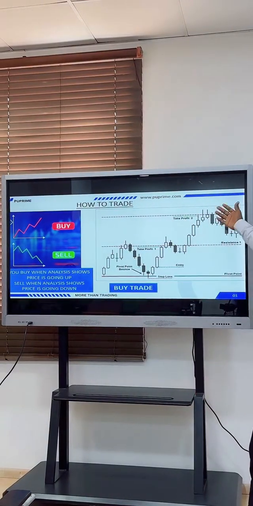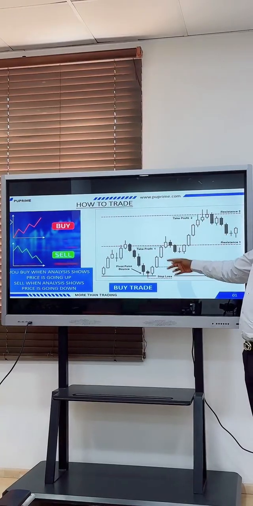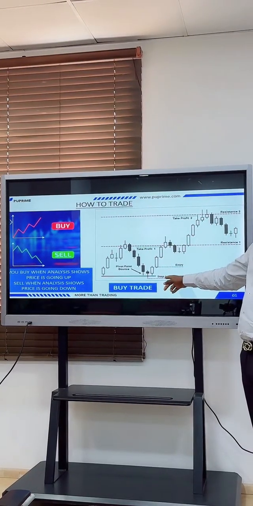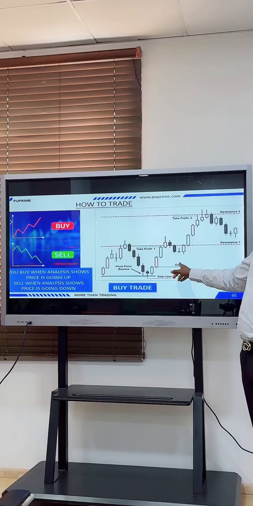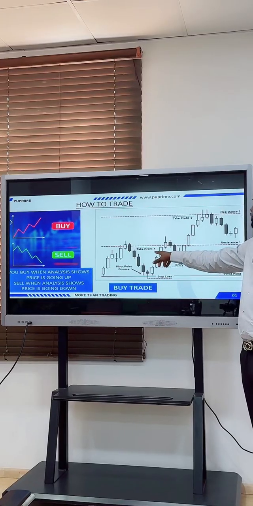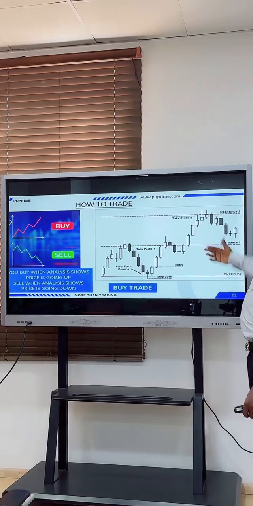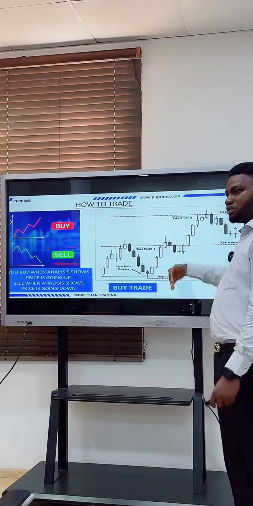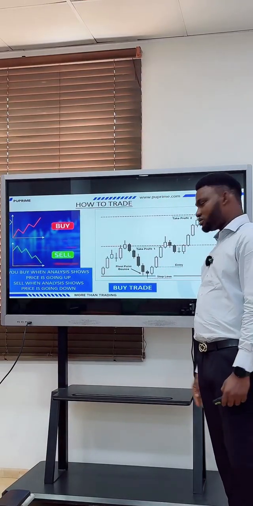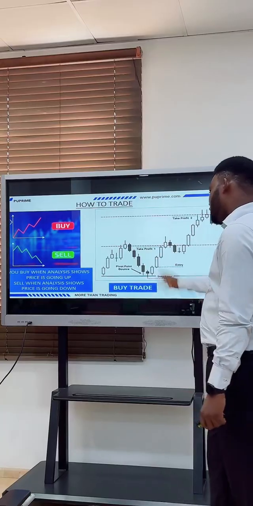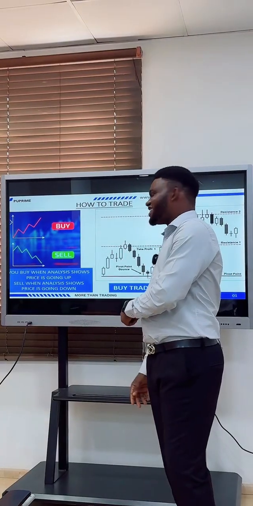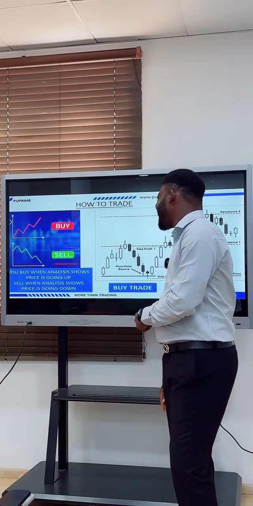Of course, this is also an explanation. You enter here, this is your take profit, this is your stop loss. You see now, this is entry, this is stop loss, this is take profit. And that's how it is, and if it's a sell trade, it's the reverse. No, we have not gone to that point. When we get to that point, we will explain it.